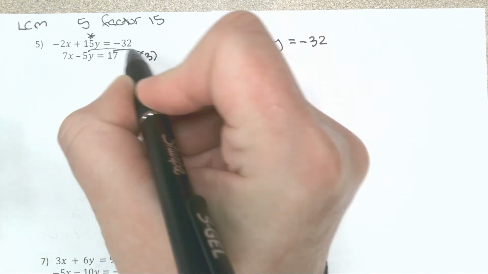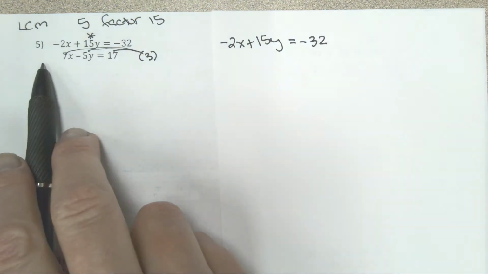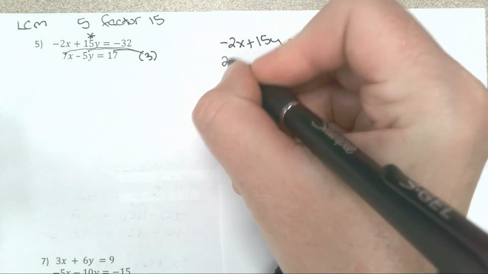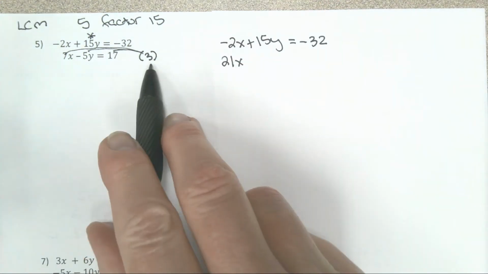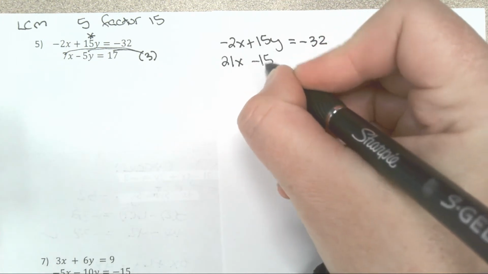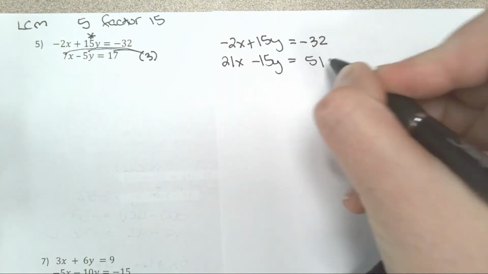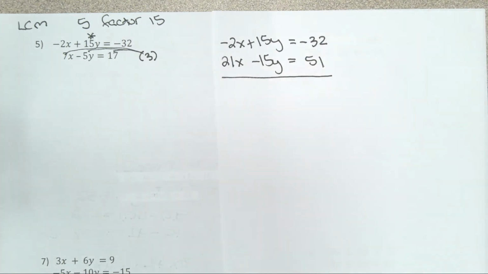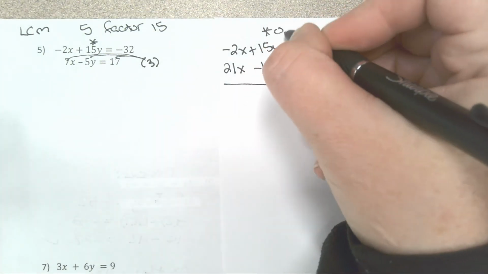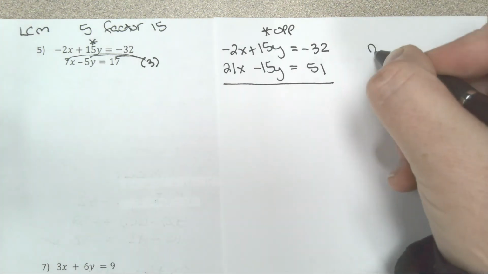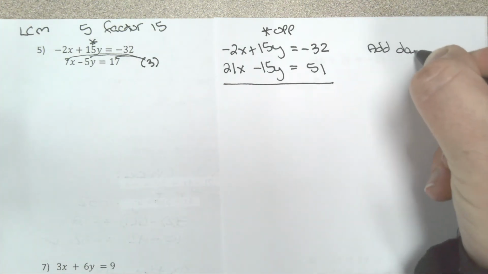You got to make sure that you distribute that 3 to all three terms here. So 7x times 3 is 21x. -5y times 3 is -15y. And 17 times 3 is 51. Now I have opposites right there. Once you have opposites, now you add down.